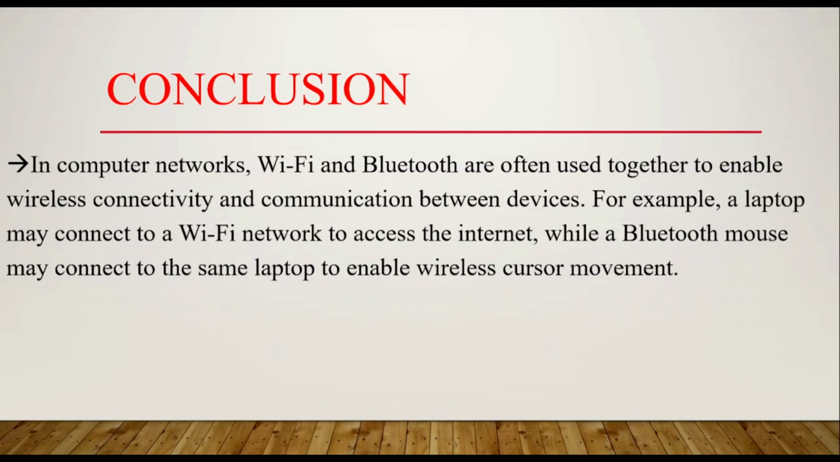So we can summarize like this: Wi-Fi and Bluetooth are often used together to enable wireless connectivity and communication between devices. For example, a laptop may connect to a Wi-Fi network to access the internet, while a Bluetooth mouse may connect to the same laptop to enable wireless cursor movement.